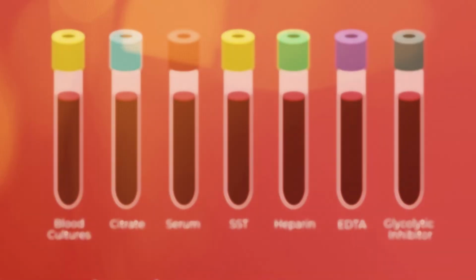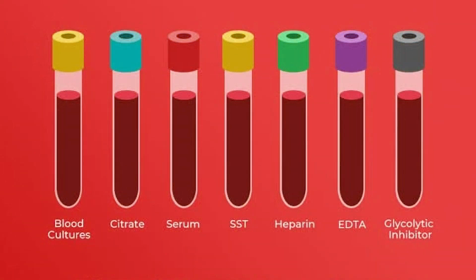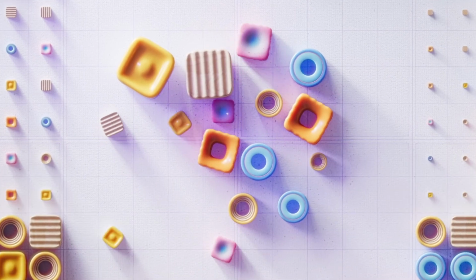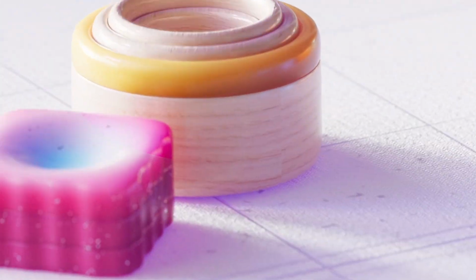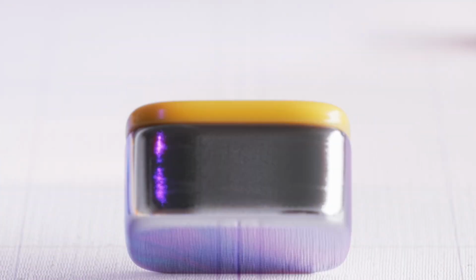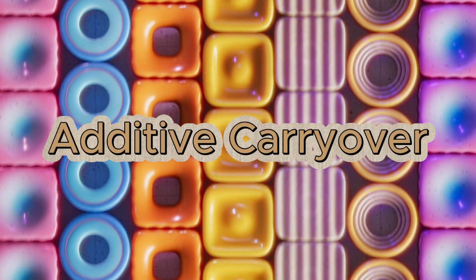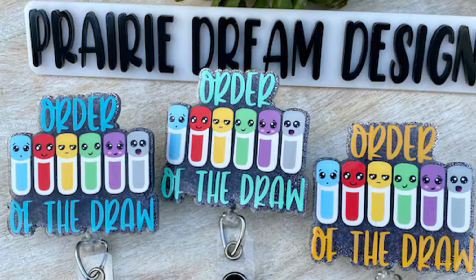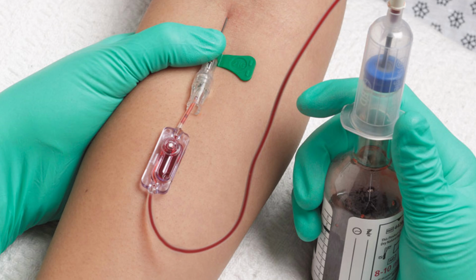The order of draw means the sequence in which blood collection tubes are filled during venipuncture. Each tube contains different additives, some have anticoagulants, others have clot activators or preservatives. If the sequence is not followed, these additives can mix between tubes, a process called additive carryover, and that's where problems begin. The correct order of draw is: Number 1, blood culture bottles.